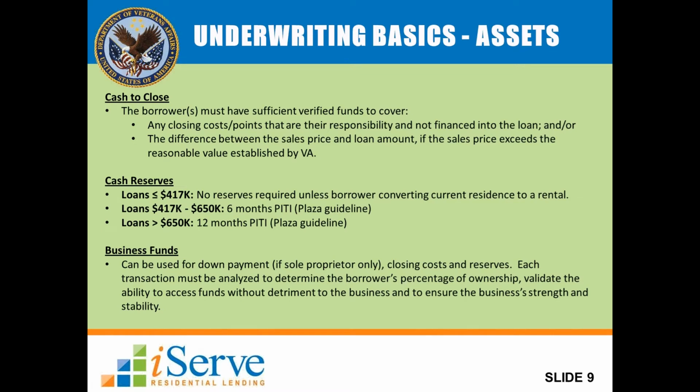Self-employed borrowers, if they're using business funds, those can typically be used for a down payment only if they're a sole proprietor. If it's a partnership or corporation, it cannot be used for the down payment. All business types can be used for closing costs and reserves. That is probably standard across all programs when you're using business funds. But we need to make sure that the borrower pulling those funds out of their business is not going to adversely impact the business. And we're going to want to really analyze the business's strength and stability.